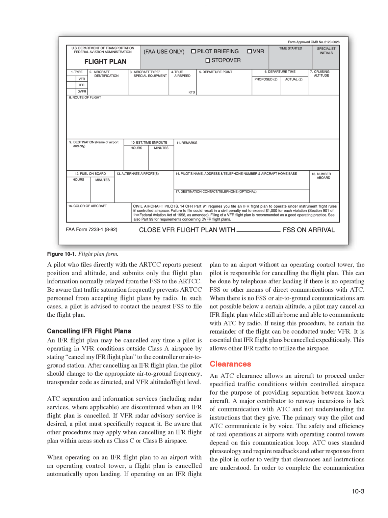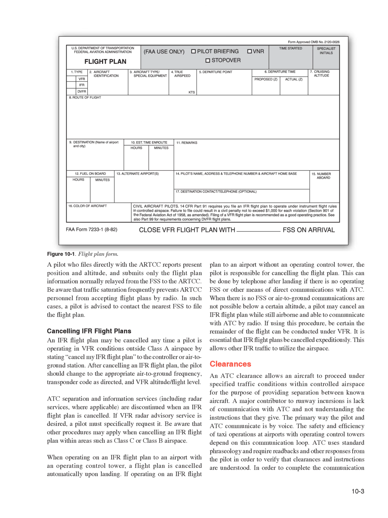plan to an airport without an operating control tower, the pilot is responsible for cancelling the flight plan. This can be done by telephone after landing if there is no operating FSS or other means of direct communications with ATC. When there is no FSS or air-to-ground communications are not possible below a certain altitude, a pilot may cancel an IFR flight plan while still airborne and able to communicate with ATC by radio. If using this procedure, be certain the remainder of the flight can be conducted under VFR.